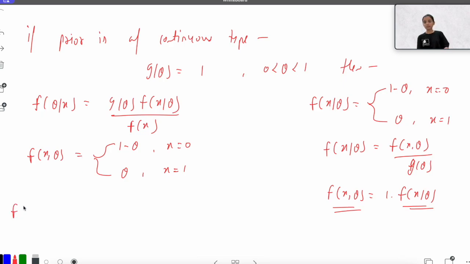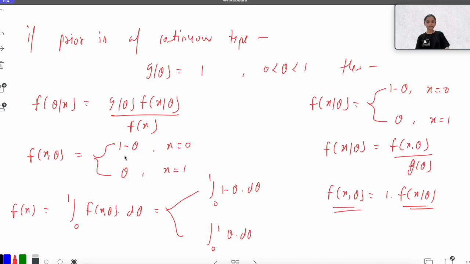Now from this we can calculate the marginal corresponding to x. The marginal corresponding to x is the integral from 0 to 1 of f of x comma theta into d theta. That's how we calculate the marginal. If I want to find the marginal corresponding to x, I will integrate with respect to theta. Now there are two values corresponding to theta, for x equal to 0 and for x equal to 1, so it is divided into two functions. We will also divide it into two: 0 to 1 for 1 minus theta into d theta, and 0 to 1 for theta into d theta.